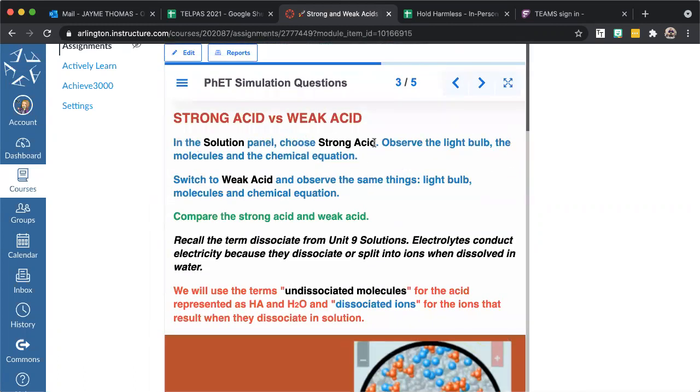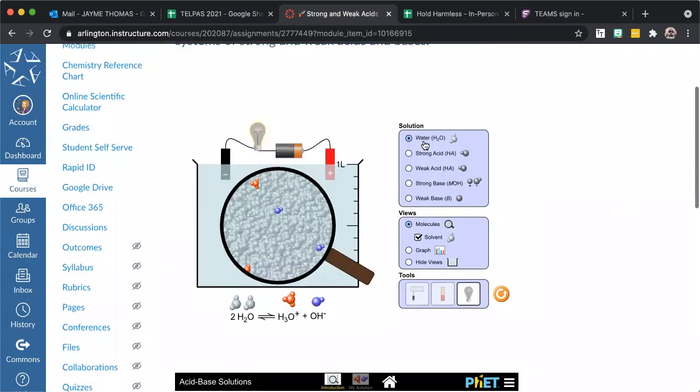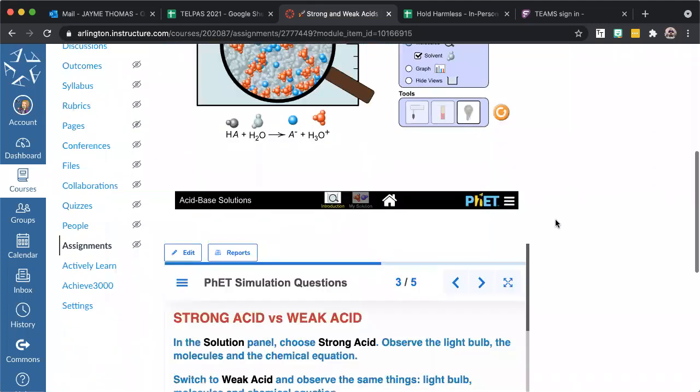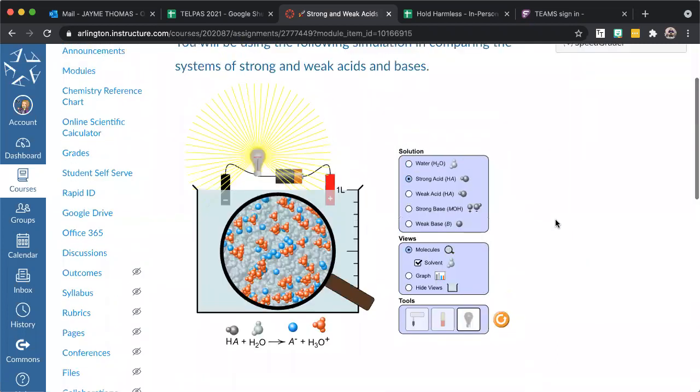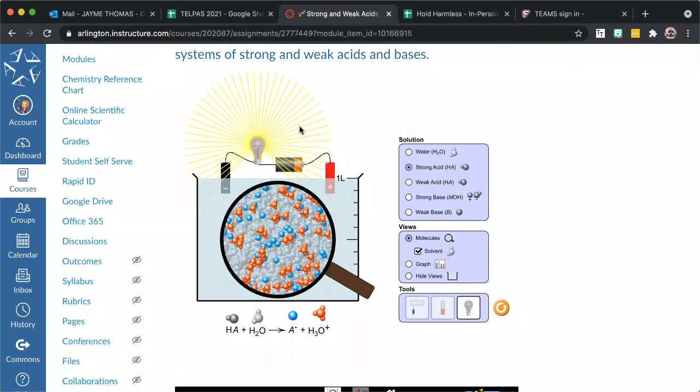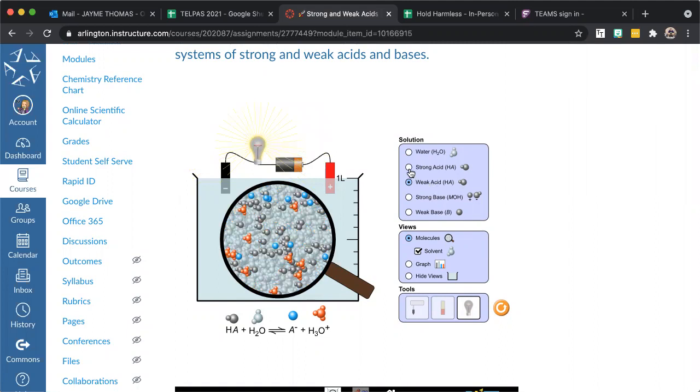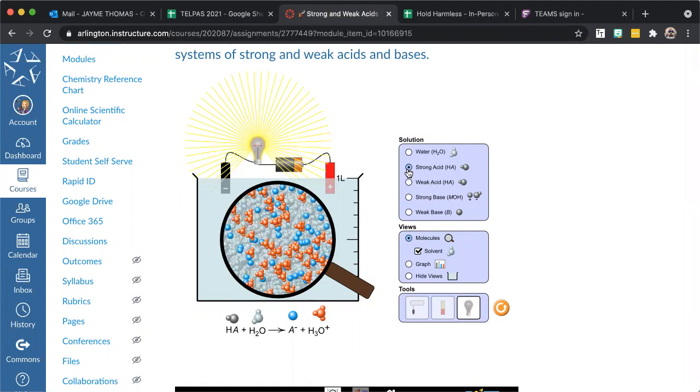So it says in the solution panel, choose strong acid, and then you're going to observe the light bulb, the molecules, and the chemical equation. Right now it's just water. I'm going to click on strong acid. Then it says switch to weak acid and observe the same thing. So right now it's on strong acid. I'm looking at the light bulb, my chemical equation here, and all the molecules inside here. Make sure you're observing each of those. Now I'm going to click on weak acid and we're going to compare it. You can click back and forth if you need to look at what is changing from one to the other.